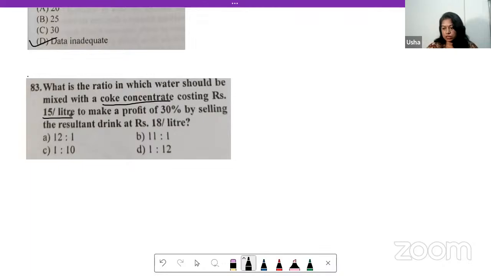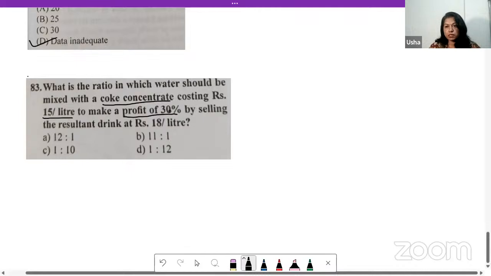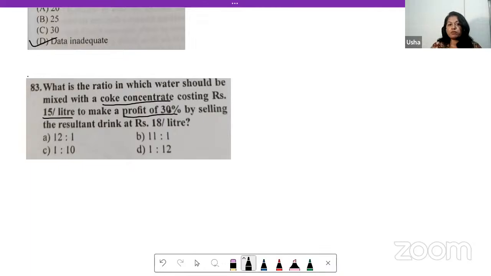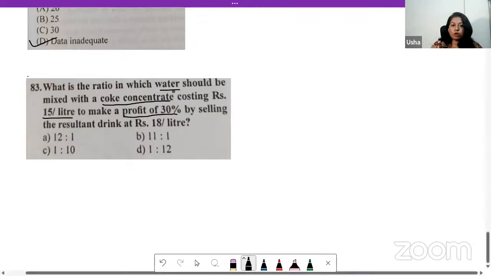After mixing, the quantity will increase, right? Because we are diluting it, the quantity will increase. The resultant quantity you are selling at 18 per liter, and due to that selling price, overall, you are making a profit of 30%. Now, what we have to find out is the ratio in which water and Coke concentrate are mixed. So we will find out the W is to C ratio.